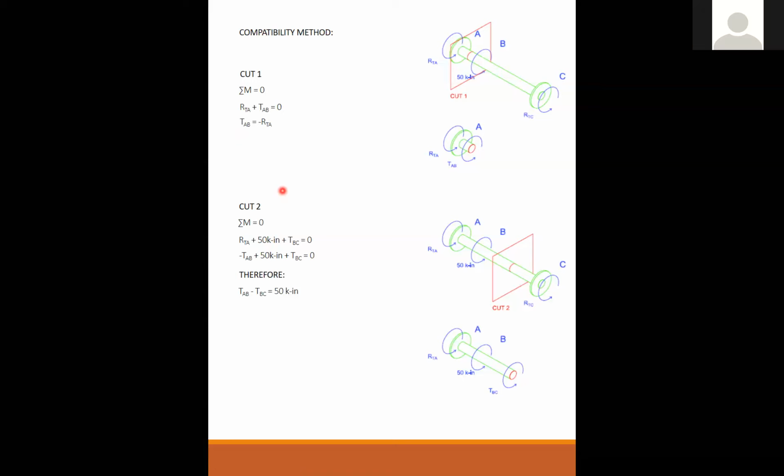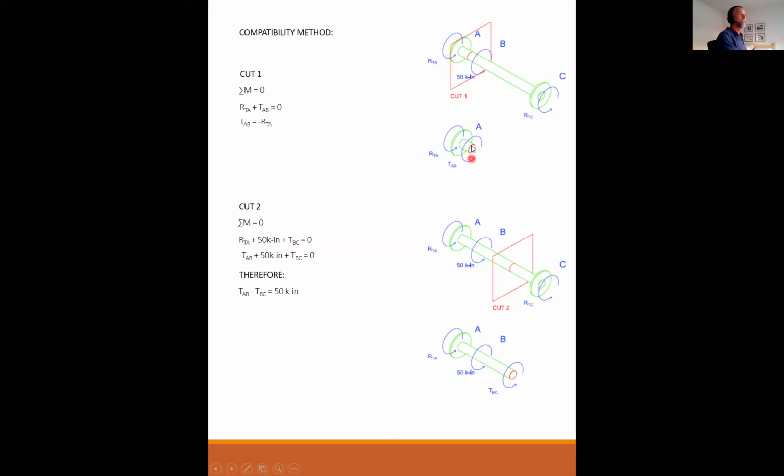Yeah, and then can you explain why our T is negative if they're both twisting the same way or rotating the same way? Yes. So you're talking about right here? Yeah, because when you did the equation under cut 2, it says negative TAB plus 50. Right there. Okay, well, start with your free body diagram here.